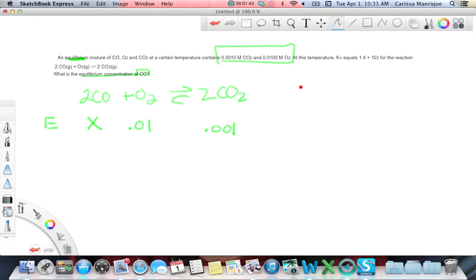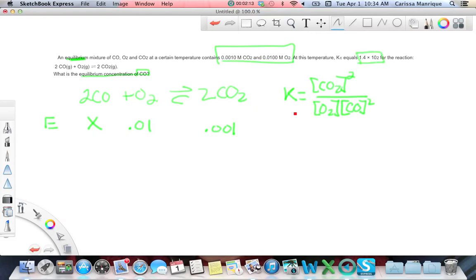So set up a K value. K equals, and then you set up your K equation. It'd be CO2 squared, so it's your products, raised to the coefficients, divided by O2 multiplied by CO squared. Okay, so now we plug everything in, all our numbers.